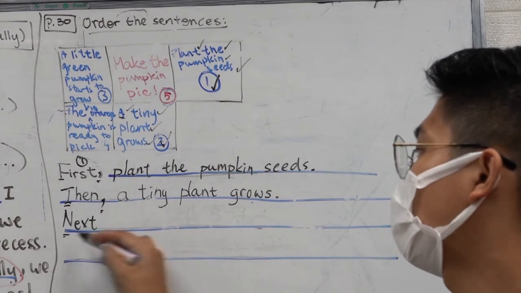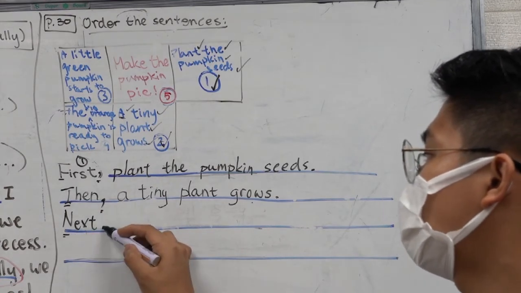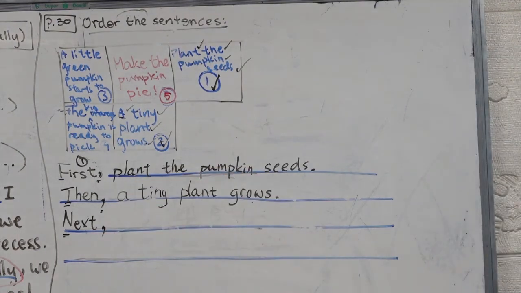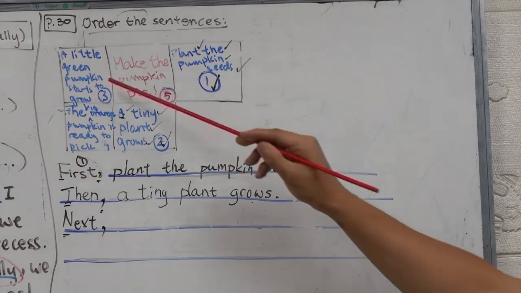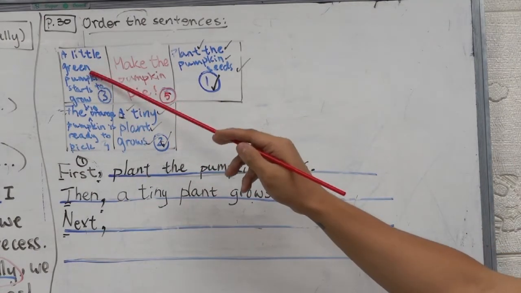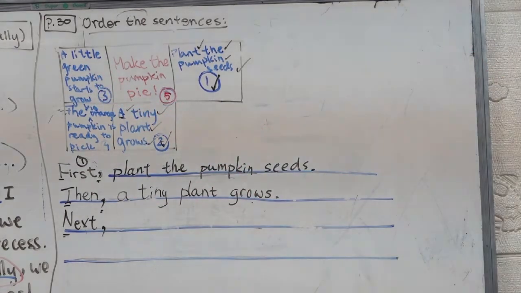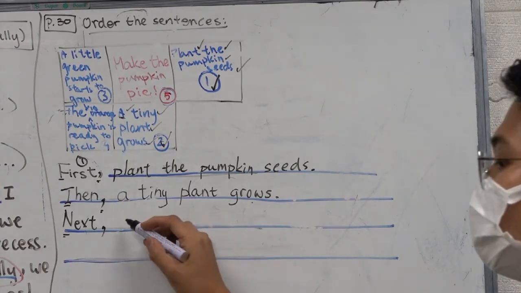N-E-X-T. Again, capital letter N for the first one, and then comma after the connector. Next. So 1, 2, 3. So number 3 should be the next one. A little green pumpkin starts to grow. All right? So let's write that same thing down.